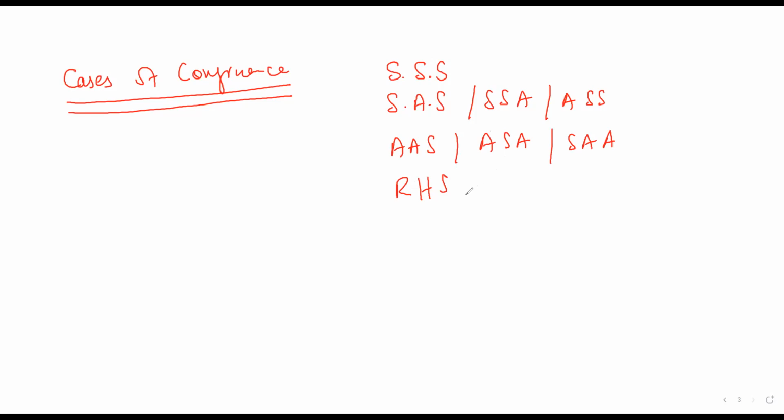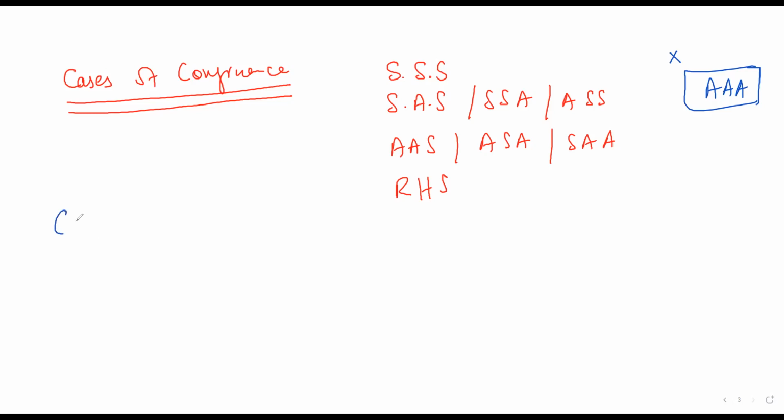Now, we cannot say two triangles are congruent if you just have the three angles. This is angle, angle, angle. This does not work in the cases of congruence. So you must have at least one pair of corresponding sides if you want to prove whether two triangles are congruent to each other or not.